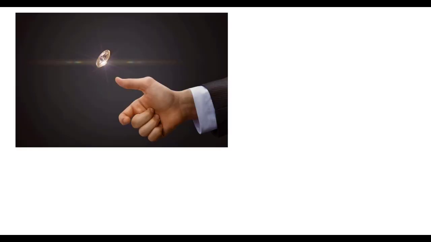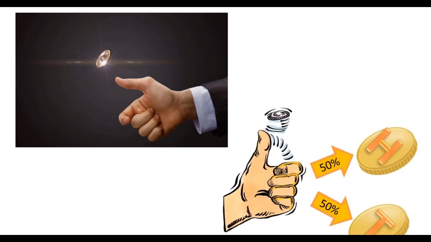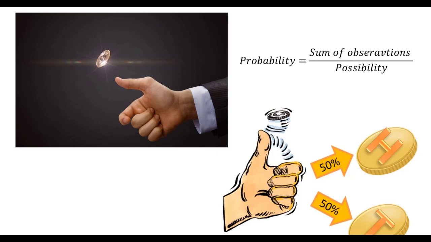Take an example: when a coin is tossed, the result is either a head or a tail. How do we calculate the probability? The number of favorable observations divided by the number of possibilities. How many possibilities are there? Only two: either head or tail. So for one coin, this is called the sample space.